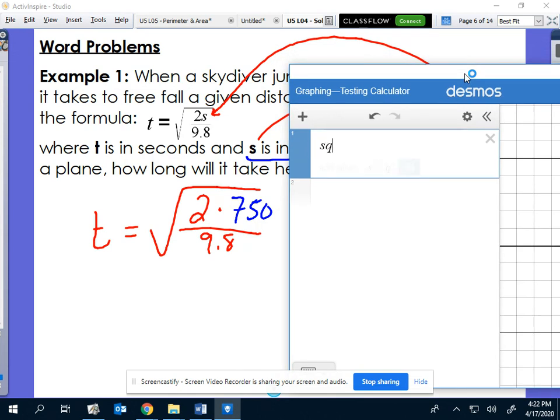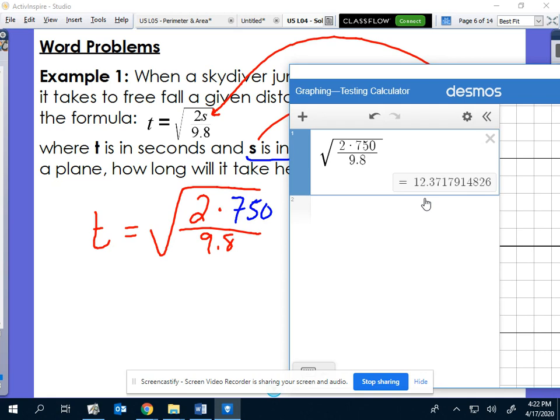Now, type your SQRT first, then the fraction sign. Remember, you get the fraction sign by pressing the question mark key. It's got that forward slash. Now you can type it in: 2 times 750 all over 9.8. So there we are. How many seconds do we have of free fall? We have about 12.4 seconds of free fall.